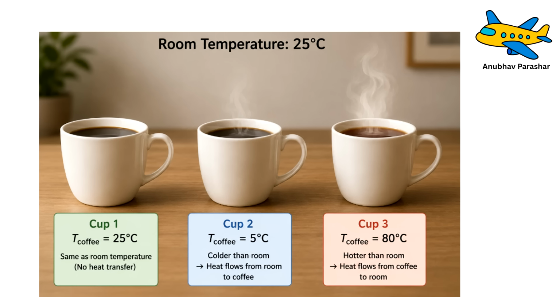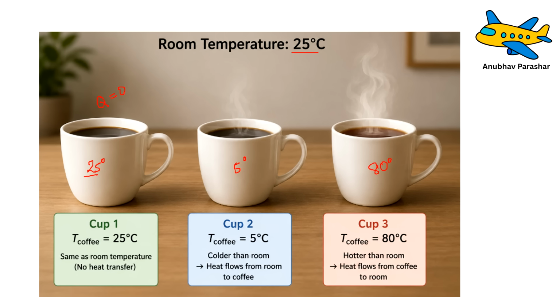Now, I have a room which is at 25 degrees centigrade, and in this room, on a table, are kept 3 cups of coffee. The first cup of coffee is at 25 degrees centigrade, the second cup is at 5 degrees centigrade, and the third cup is at 80 degrees centigrade. Let us try to understand heat transfer. If you take the first cup, the temperature of the coffee and the room is the same. So what will happen? There is no heat transfer taking place. Total heat transfer is going to be zero.